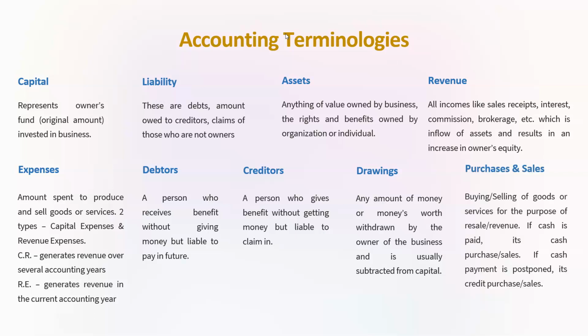And finally, purchase and sales: buying and selling of goods or services for the purpose of resale and revenue. If a cash purchase or cash sale is made, it comes under the cash account. It doesn't come under the purchase account or sales account; it directly comes under the cash account. Only if there is a credit purchase or credit sale does it come under the purchases and sales account. Clear?